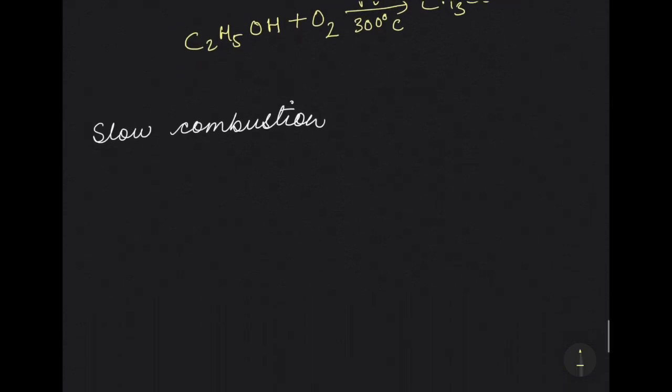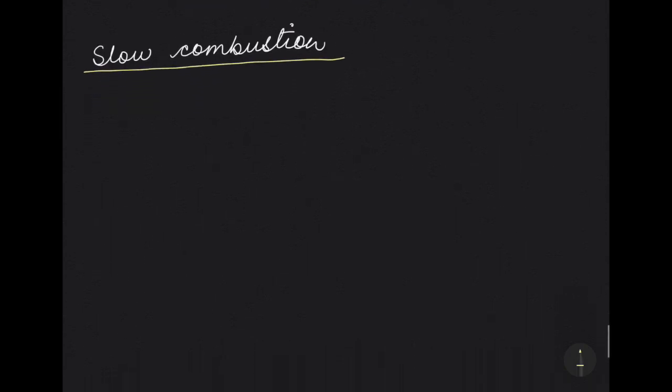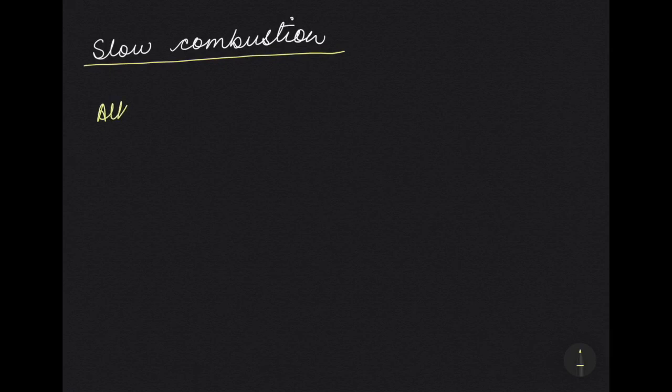Now, moving on to slow combustion. Methane or ethane can be treated with oxidizing agents like acidified potassium dichromate or acidified potassium permanganate at very high pressure and very low temperature. So there is a very slow type of combustion taking place. If you take any alkane, be it methane or ethane, in the presence of potassium dichromate, this oxygen is given by the oxidizing agent.